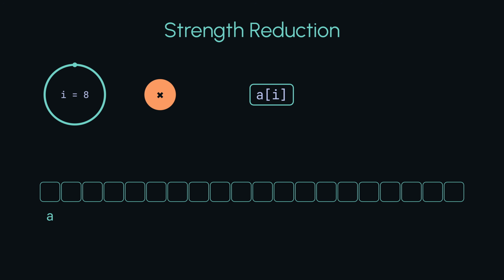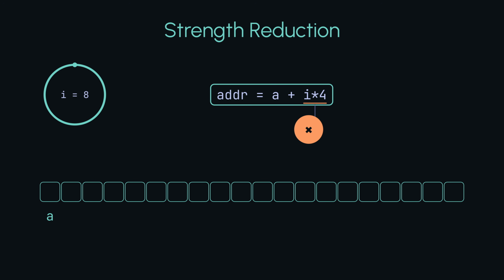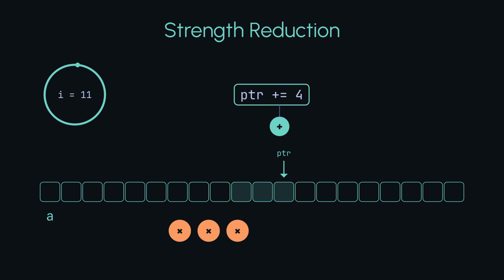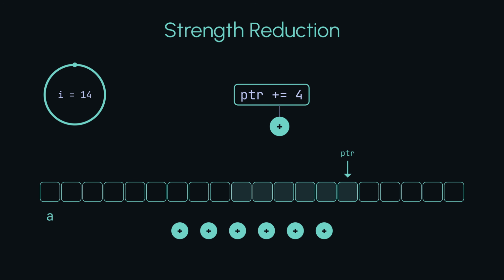When you write a[i], indexed by i, the compiler lowers it to the address of a plus i times the size of one element. That multiplication runs on every iteration, but the index just increments one by one, so each iteration's address differs from the previous one's exactly by one element. So instead of recomputing the whole address, the compiler can just keep a pointer that gets bumped by the element size each step. And so a multiplication per iteration becomes an addition per iteration.